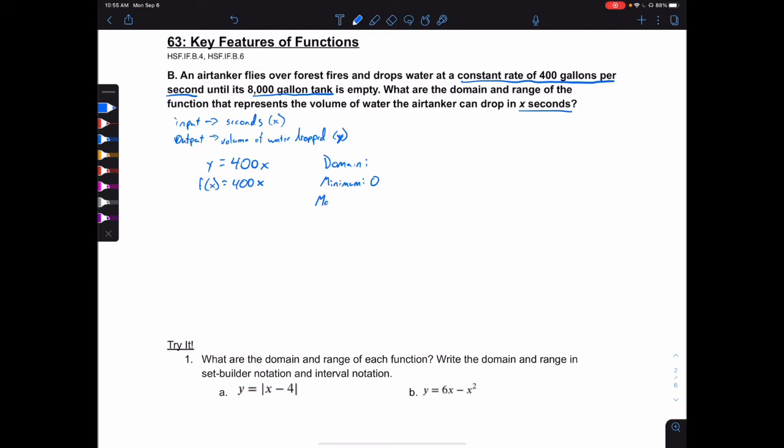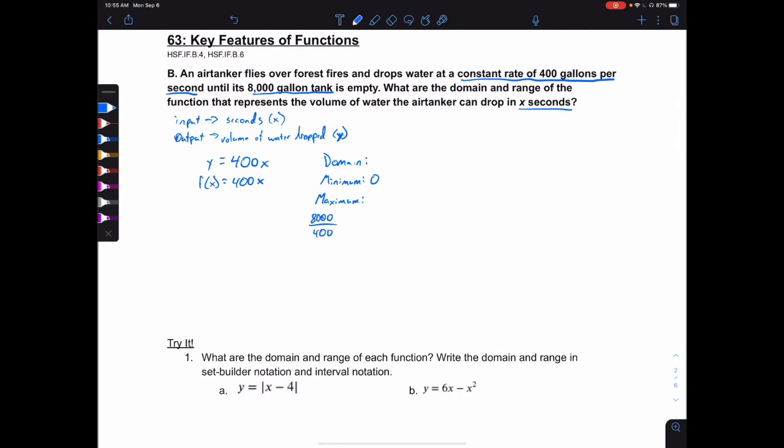The maximum value isn't as straightforward, but isn't too difficult to figure out. The maximum would be, what's the longest amount of time that we can drop water for? Well, we know that we have 8,000 gallons of water, and we know that per second, we can drop 400 gallons. So if we do 8,000 divided by 400, that would give us 20. So the most amount of time we can drop water for is 20 seconds. After that, we run out of water. The tank is going to be empty. So the maximum amount of time will be 20.